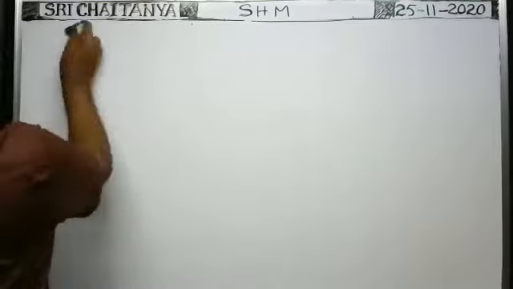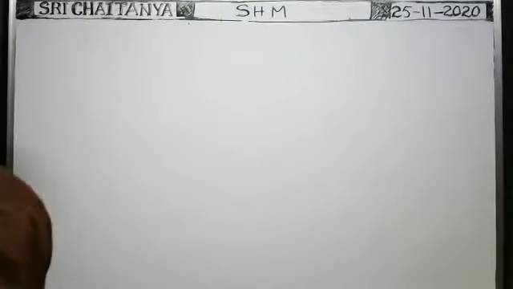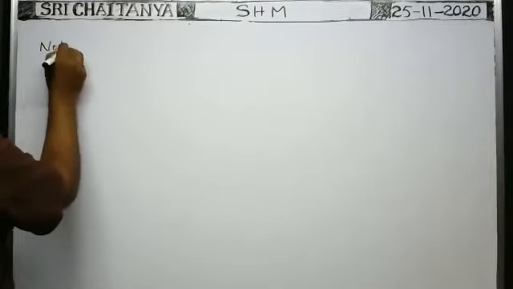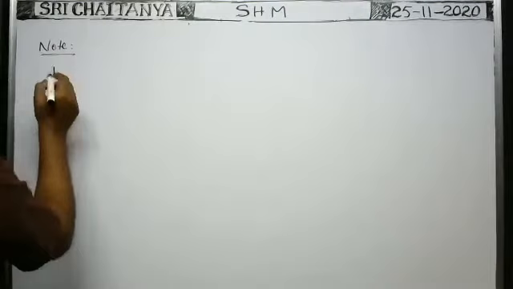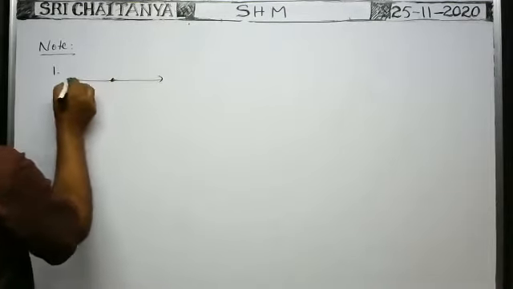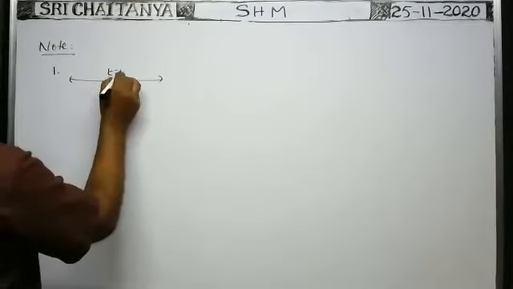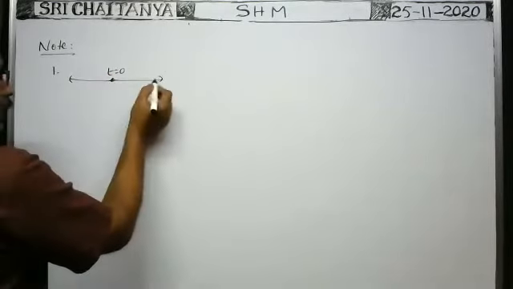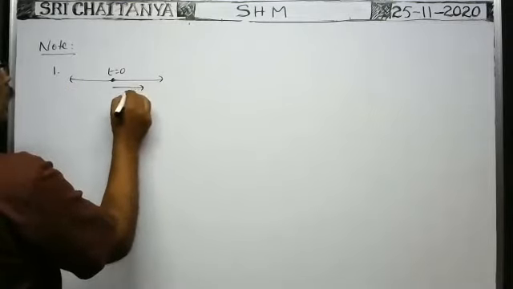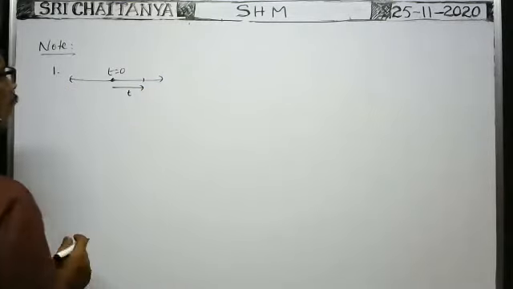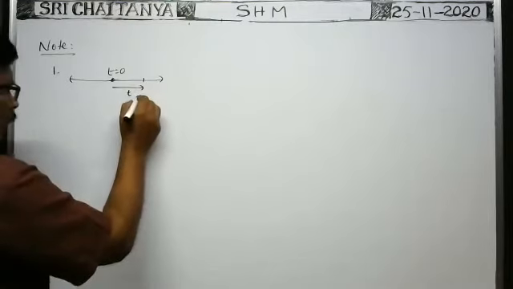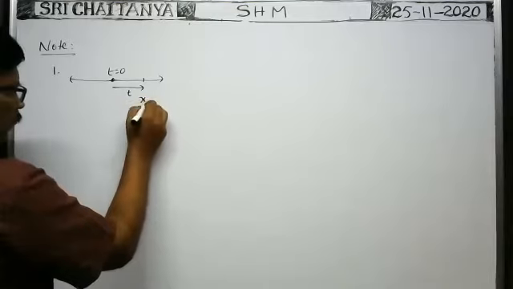Note points related to simple harmonic motion. First one, whenever the particle starts its motion from the mean position, at t is equal to 0, the particle lies at the mean position. It has extreme positions, right extreme and left extreme. After t seconds, whenever the particle reaches the point here, what is the displacement of the particle? What is the velocity? What is the acceleration?